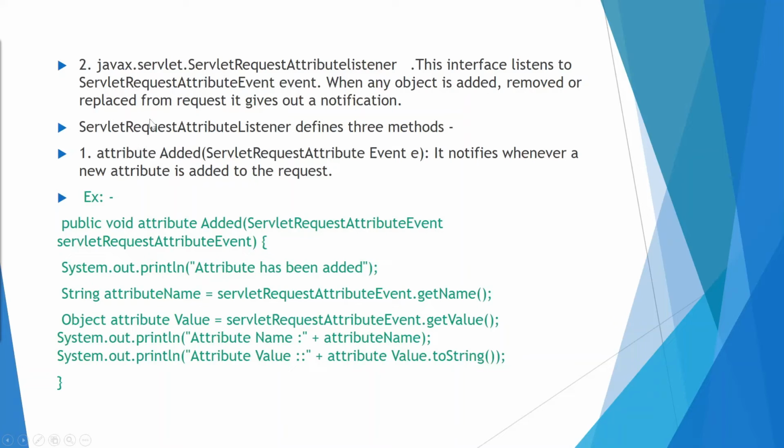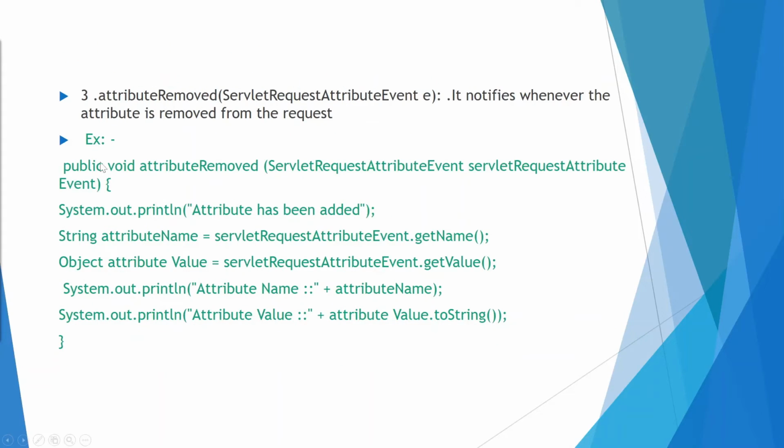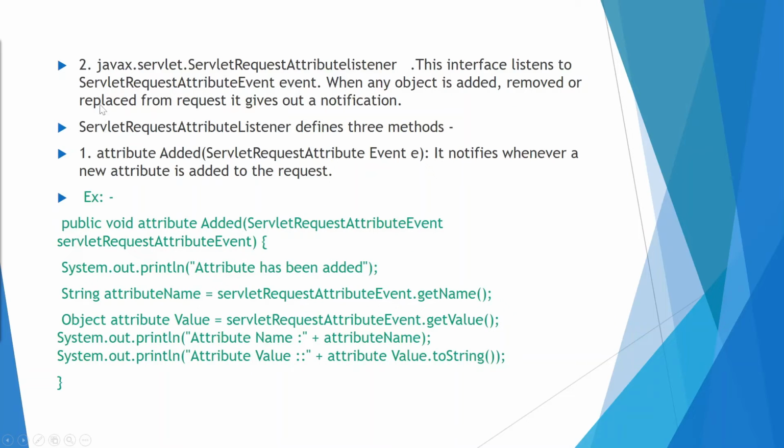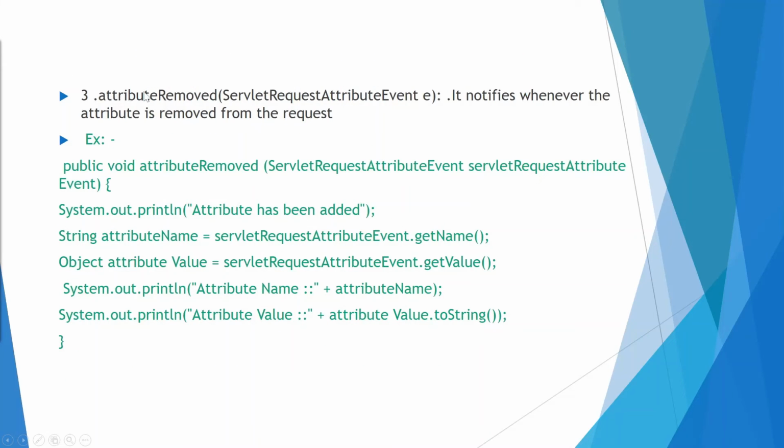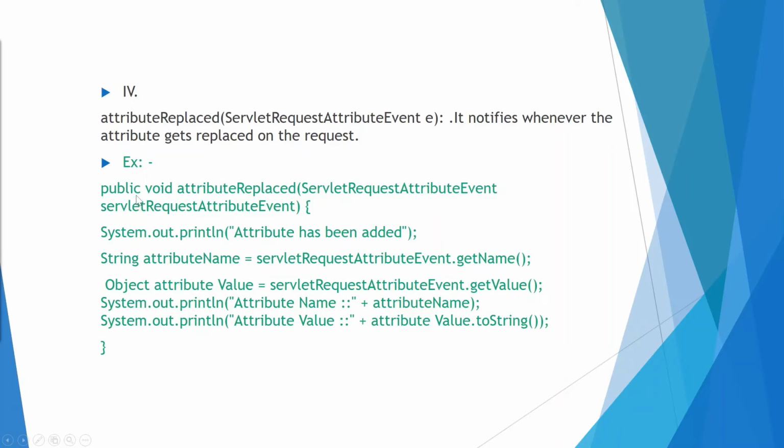First one is attribute added. It notifies whenever a new attribute is added to the request. This is a code example for that. Attribute removed. It notifies whenever an attribute is removed from the request. This is a code example for that. Attribute replaced. It notifies whenever an attribute gets replaced on the request. This is a code example for that.